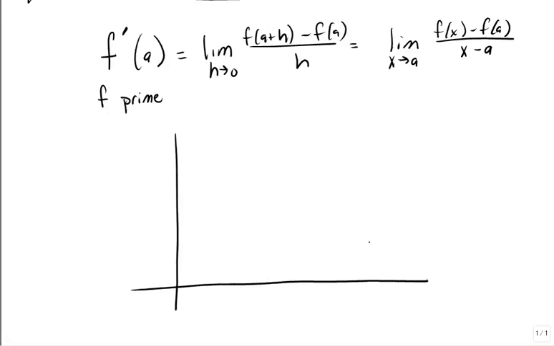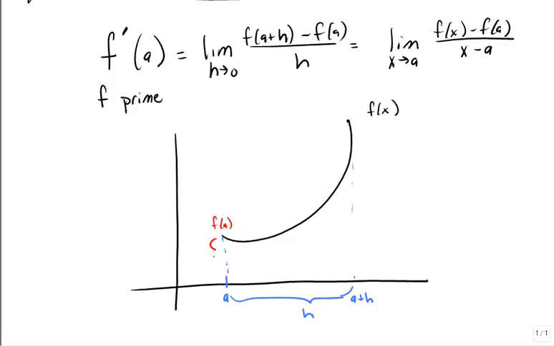Okay, so let me draw a picture. X and y axis, and here's our function. And here's our point A. We're going to move over by a distance h, so this is going to be A plus h. This distance here is f of a. Remember, the function value is the y value. This point right here is f of a plus h, so that's this distance.